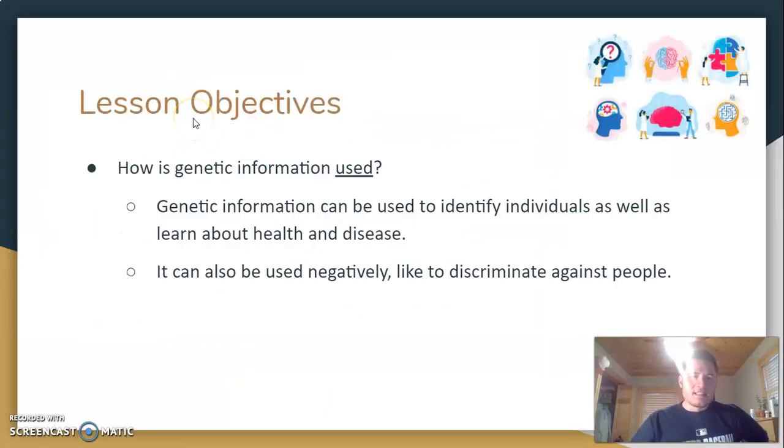So obviously the objective is to talk about the two ways it can be used, basically positive and negative. There's more positive ways mentioned in this lesson. By being able to identify individuals' unique DNA traits, we can learn a lot about health and disease. We can also find people and connect them to unknown bodies and suspicious crime scenes.